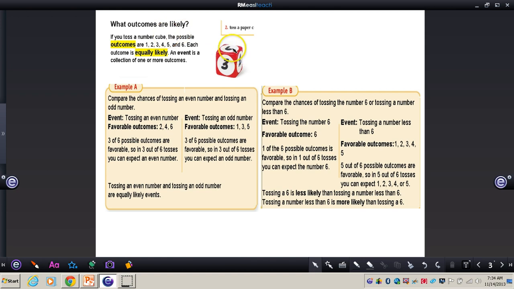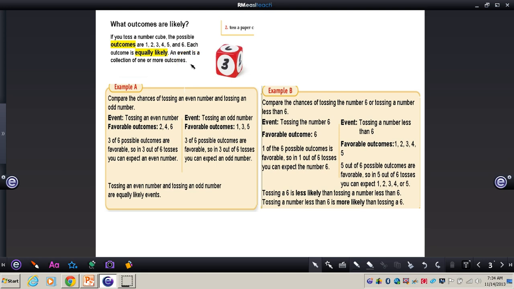Now, for example, we're going to take a look at our number cube, just a regular number cube that you would use to play any type of game. Now, if you were to toss a number cube, the outcomes are 1, 2, 3, 4, 5, and 6. Those are the different outcomes that are possible.